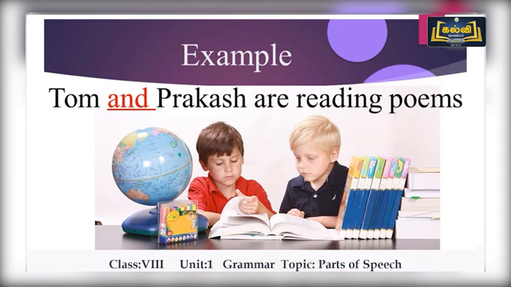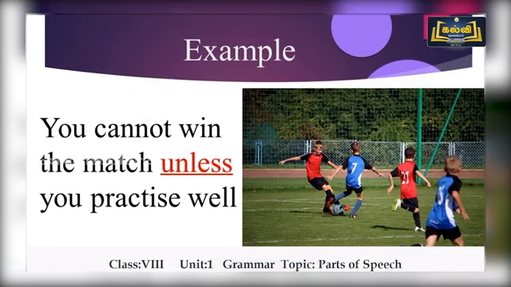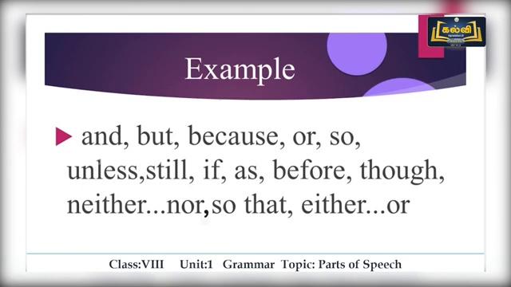Tom and Prakash are reading poems. So look at the next example. You cannot win the match unless you practice well. Here, two sentences are joined with unless. I'm going to give you more examples: and, but, because, or, so, unless, still, if, as, before, though, neither, nor, so that, either, or. All these are examples for conjunctions.